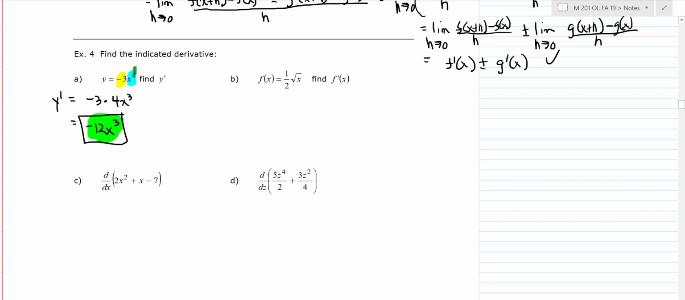In practice, you're probably not going to do it that way. Probably what you're going to do is just 4 times -3 is -12, and then you subtract 1 from the exponent to get x to the 3rd. But it's the constant multiple property that allows you to do that.